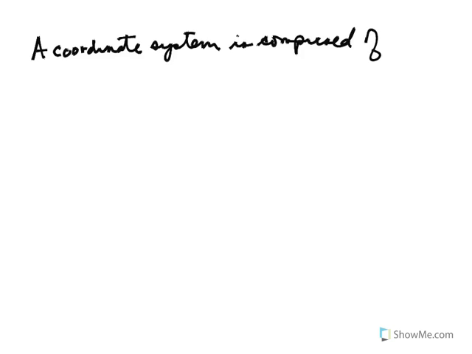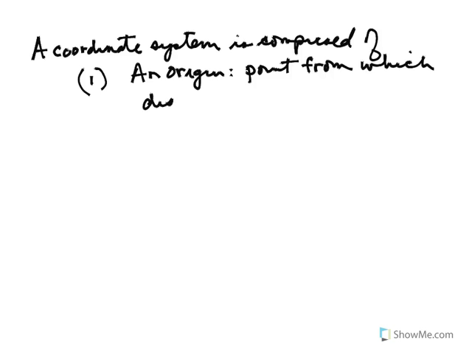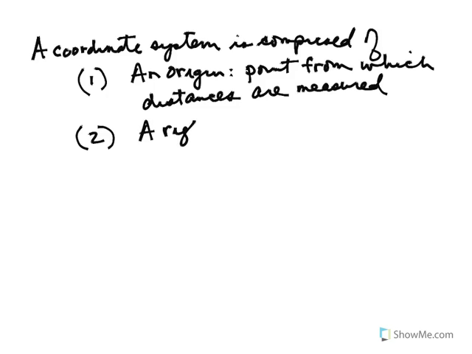So the way we construct coordinate systems is as follows. We're going to define a coordinate system now. A coordinate system is comprised of, one, an origin, which is a point from which distances are measured. And two, a right-handed orthonormal basis. Now we know what a right-handed sense is.